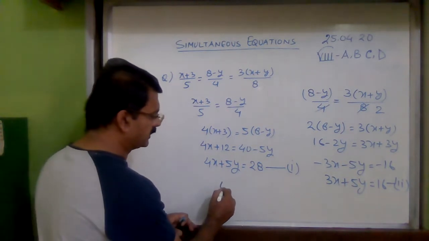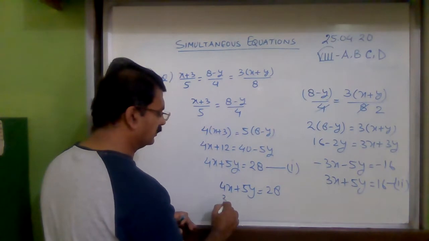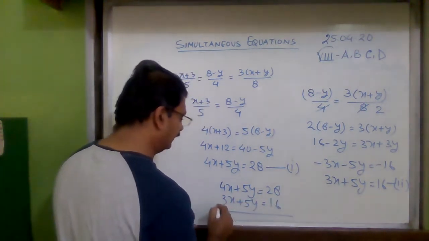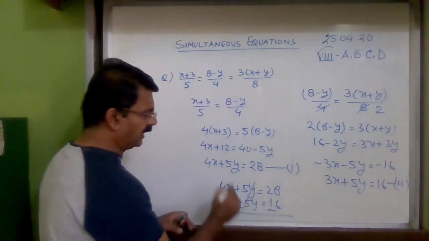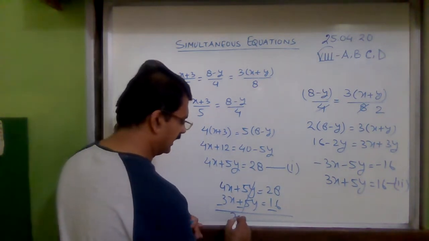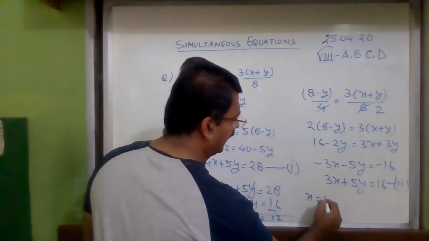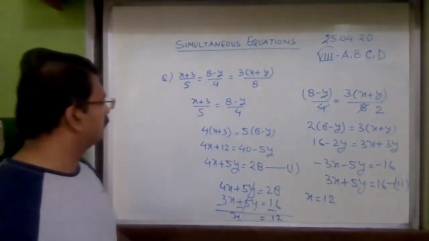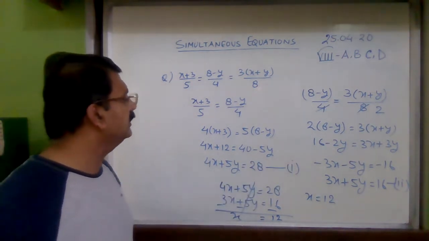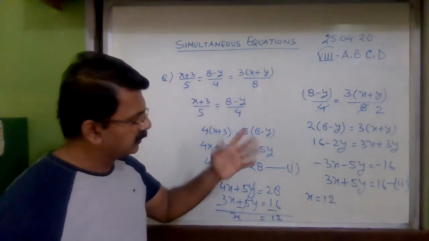Just write down the first equation, and below it write down the second equation and subtract. When you subtract, plus 5y minus 5y cancels out. 4x minus 3x is x, which is equal to 28 minus 16, that is 12. So we have got x is equal to 12. Now put this value of x is equal to 12 either in equation 1 or in equation 2. We are going to put this value of x in equation number 2.